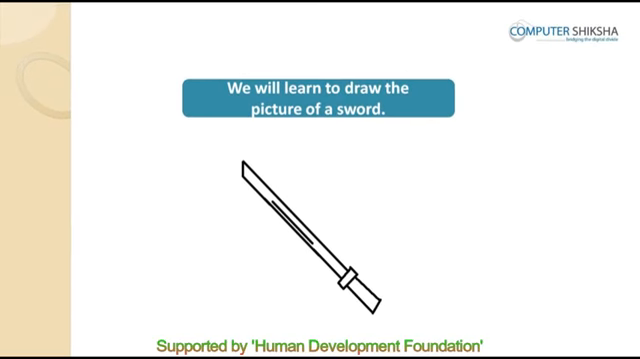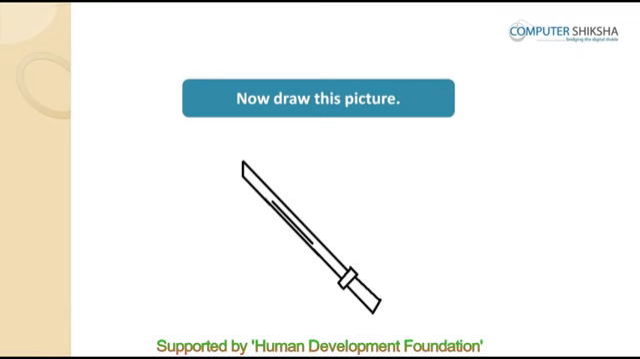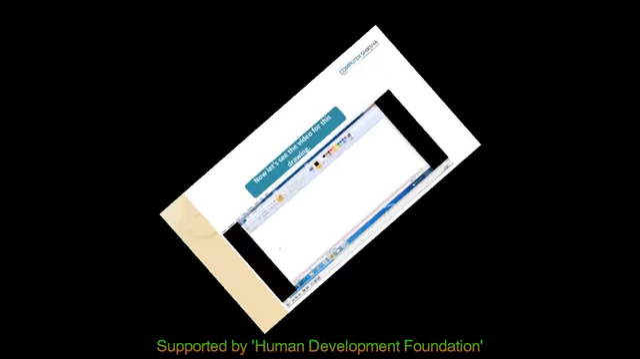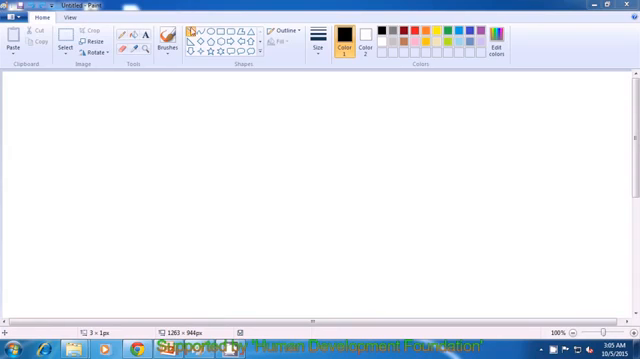And now, towards the end of today's class, we will learn to draw the picture of a sword. Go ahead and all of you make this picture. And if you still need to clear any doubts, please look at the video and be sure to learn how such pictures are made. Again, choose the line tool and drag a slanted line as is being shown in the video.